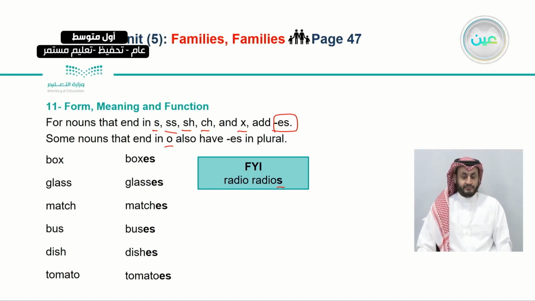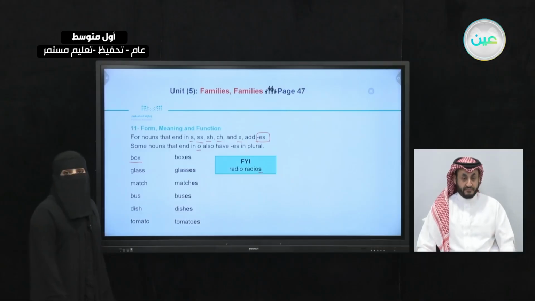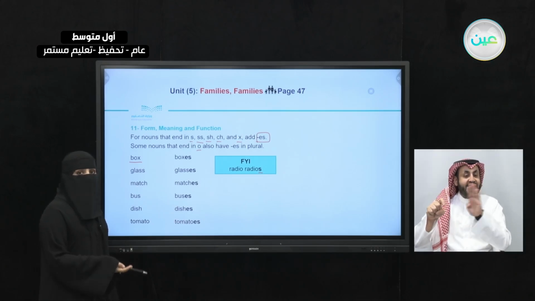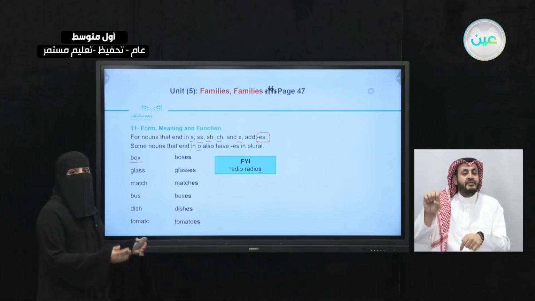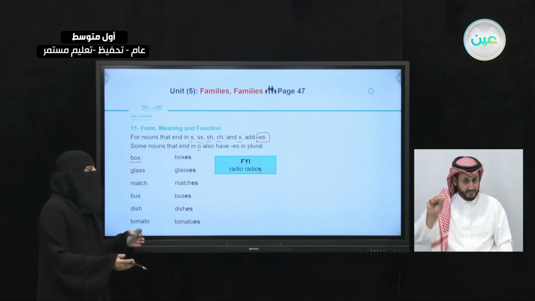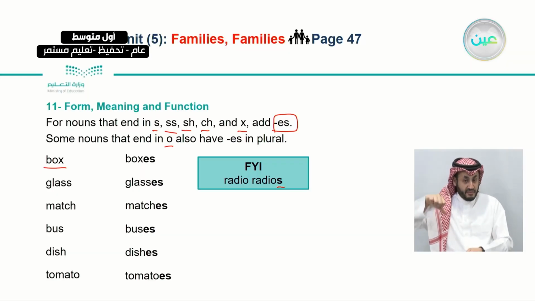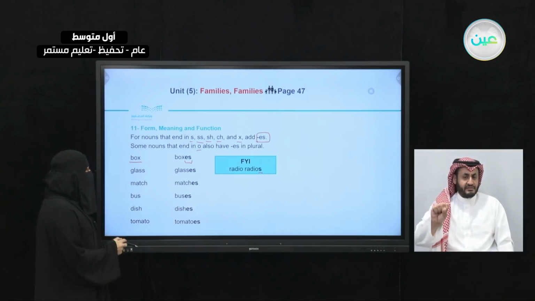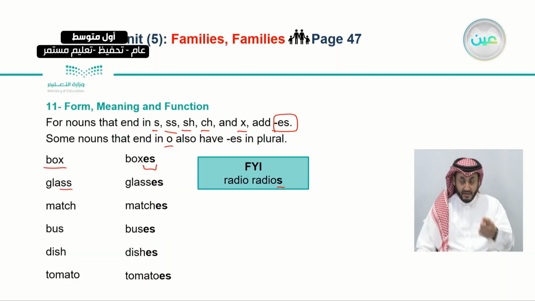Let's look at the first word right here, box. Box, is it regular or irregular? It's a regular noun. If I want to say I have more than 1 box, I will be saying boxes, 2 or 3 boxes. I just add es in order to make it plural because it ends with the letter x. Okay? How about glass? Double s right here. Glass.